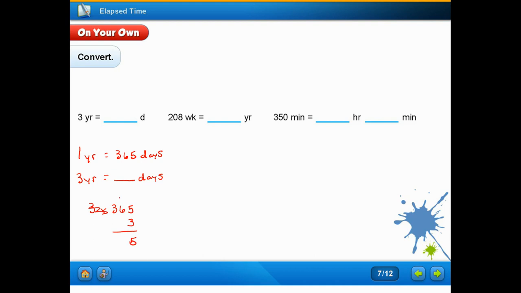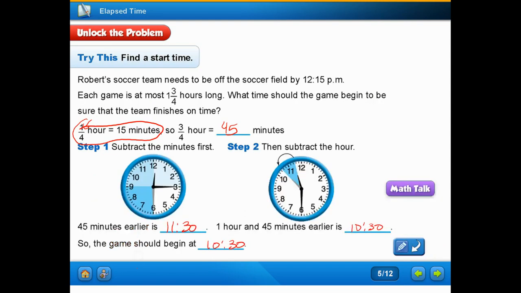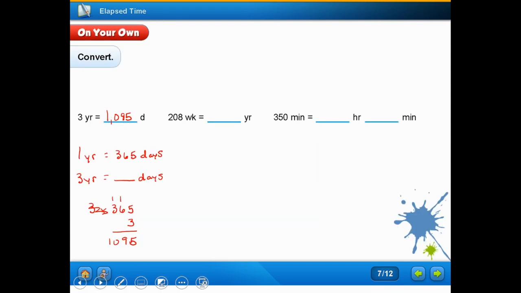3 times 5 is 15. Carry my 1, it's 18. 19, carry my 1, and that is 10. So 1,095 days. So 3 years equals 1,095 days. All right. Oh, I apologize for that. Let me go back. So this time, let's check and see how many years 208 weeks equals. Well, if I'm looking from weeks to years, I'm going from small to big, which means I'm dividing. There are 52 weeks in 1 year. So we have 208 weeks equals how many years?